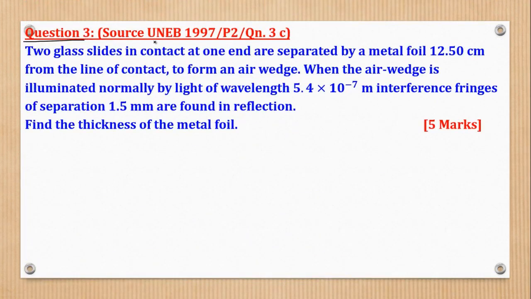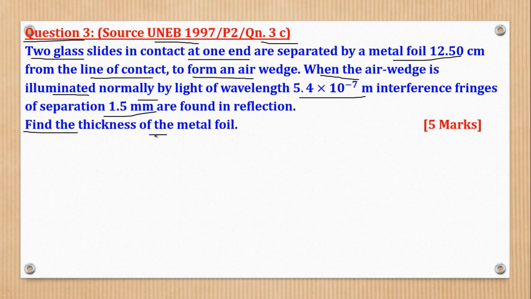Then question 3 came from UACE of 1997, paper 2, question 3C, and it says two glass slides in contact at one end are separated by a metal foil 12.5 centimeters from the line of contact to form an air wedge. When the air wedge is illuminated normally by light of wavelength this, interference fringes of separation this are found in reflection. Find the thickness of the metal foil.